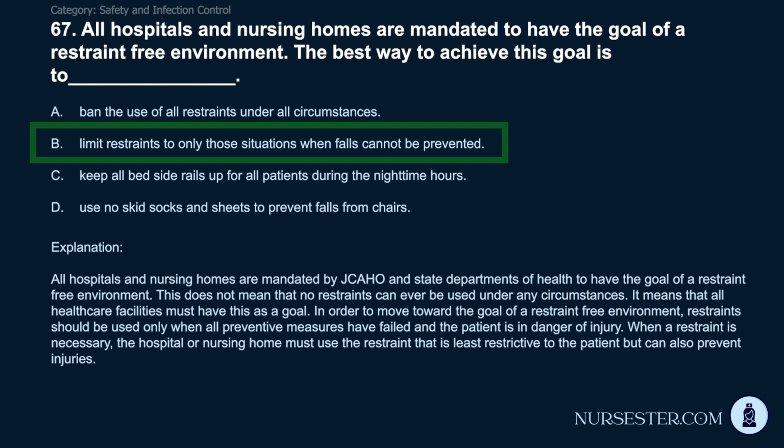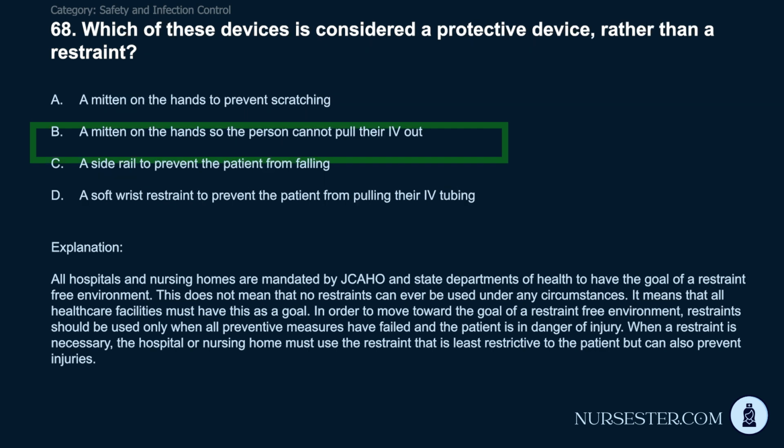All hospitals and nursing homes are mandated by JCAHO and state departments of Health to have the goal of a restraint-free environment. This does not mean that no restraints can ever be used under any circumstances. It means that all healthcare facilities must have this as a goal. In order to move toward the goal of a restraint-free environment, restraints should be used only when all preventive measures have failed and the patient is in danger of injury. When a restraint is necessary, the hospital or nursing home must use the restraint that is least restrictive to the patient but can also prevent injuries.